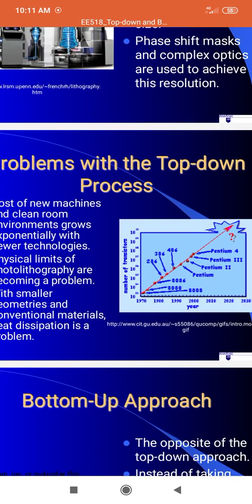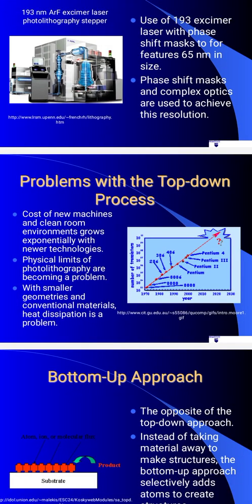Now, what are the problems with the top-down process? The main problem is cost: the cost of new machines and clean room environments. We need a very sophisticated clean room without any dust particles, without any foreign particles inside the lithography chamber. So we need a very sophisticated room for that, which is very costly.